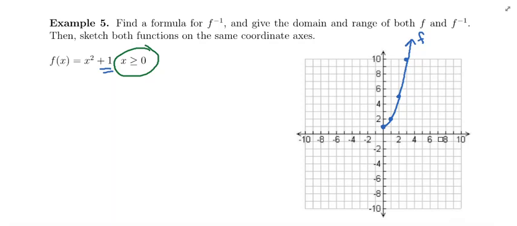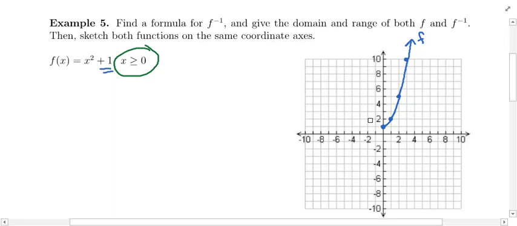Okay, had you not had that little stipulation there that the x values have to be greater than or equal to 0, then you would have been left with a function that does not have an inverse. Okay, so watch out for little conditions like that. They're very meaningful.